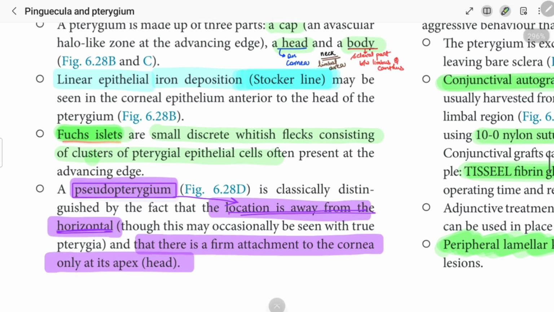Then there are Fuchs islets, or small discrete whitish flakes, which consist of clusters of pterygial epithelial cells, and they are present at the advancing edge or the cap. A distinguishing point between pterygium and pseudopterygium is that the pseudopterygium is located away from the horizon, and there is a firm attachment to the cornea only at the apex, or only the head is attached. So in pterygium the cap, head, and body are all attached to the cornea, but in a pseudopterygium only the apex or the head is attached.